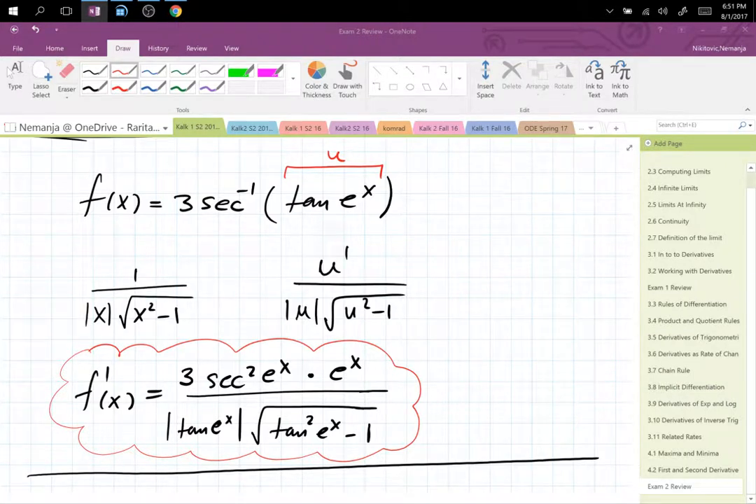Anything else? Which inverses do you say we need to memorize? Secant and tangent. Sine, tangent, and secant, and then all the others are easy. Because if you know those three, the other three are minuses.